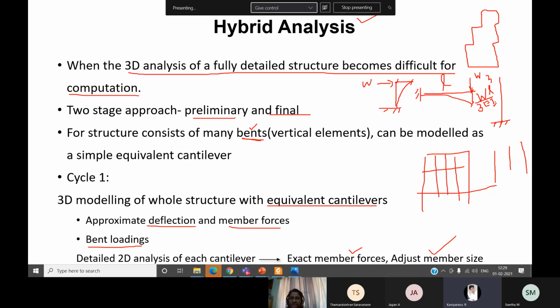Yes, ma'am. WL^3 by 3EI, isn't it? So for a simple cantilever, you can do a very simple analysis. The only thing you should know is the moment of inertia, this I value. When you model it, this I value will be equivalent; for one particular shear wall, I will be modeling it as a cantilever. So the entire moment of inertia of this structure, I will include it as an input to this cantilever.